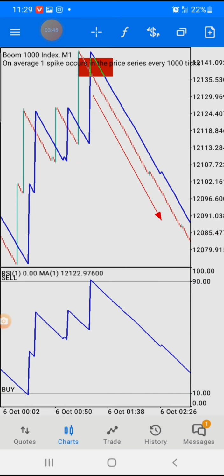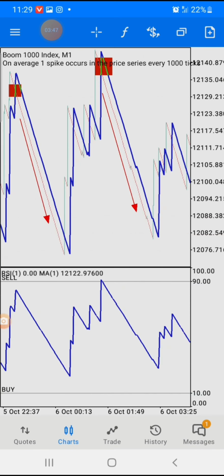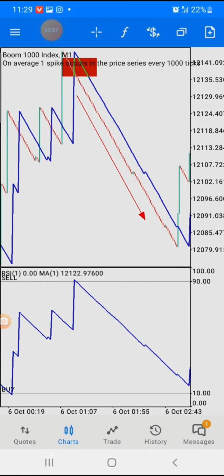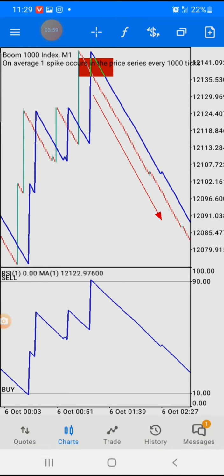So with the zoom level, when you zoom out like this, you're just gonna zoom in once like this, then you are good to go. So you now have your zoom level. Then let's talk about how this strategy works.